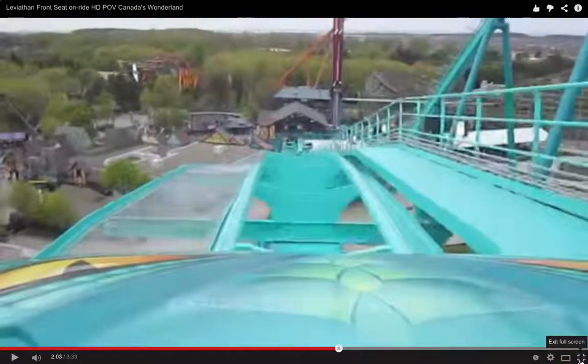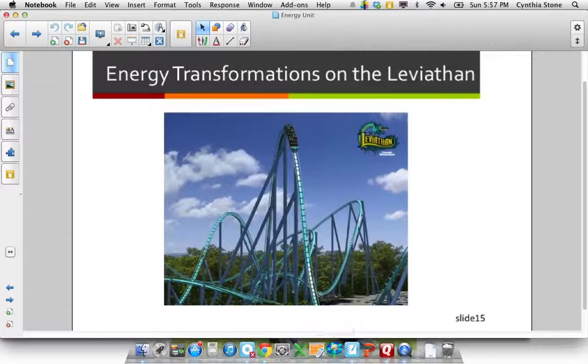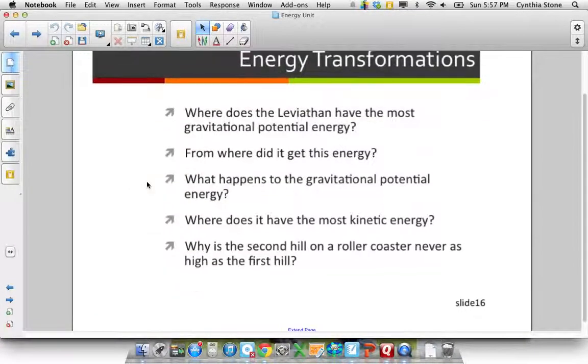Set that down. Go back to our note here. We're almost done, by the way, if you're thinking when's this ever going to end. But I do want you to answer these questions. Where does it have the most gravitational potential? The answer I'll tell you, I'm not going to write it down. The answer is at the top of the highest hill, right? As soon as it gets to that first hill, that's when it's got the most gravitational.